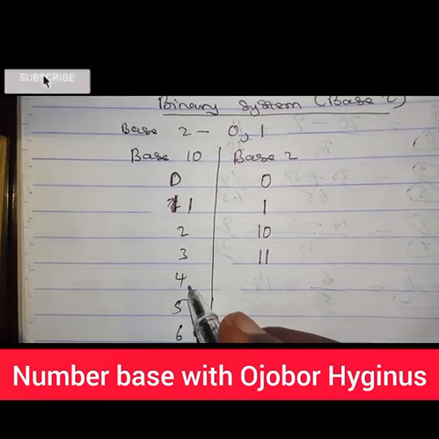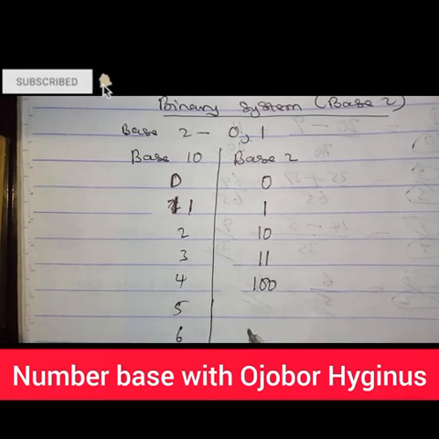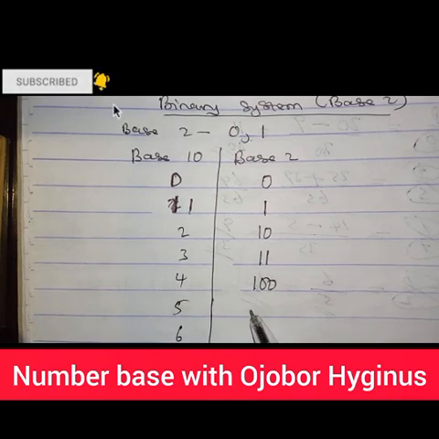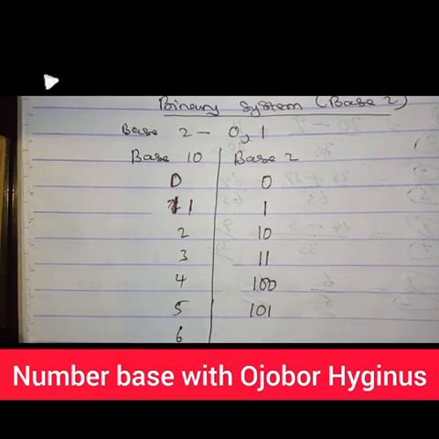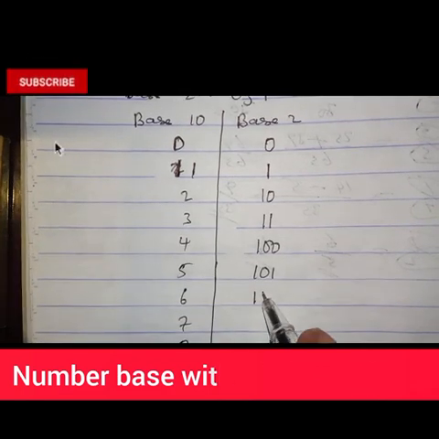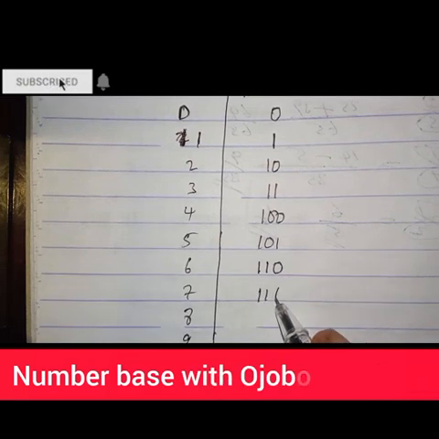4 in base 10 is 1, 0, 0 in base 2. 5 in base 10 is 1, 0, 1 in base 2. 6 in base 10 is 1, 1, 0 in base 2. 7 in base 10 is 1, 1, 1 in base 2.